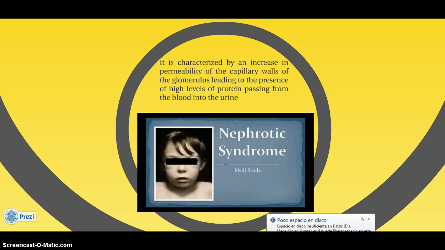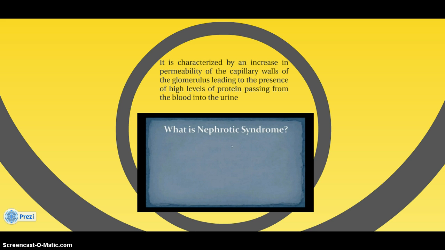Hello, welcome to Medistitute. In this video, we are going to talk about nephrotic syndrome. So, what is nephrotic syndrome? It is a clinical syndrome characterized by proteinuria, which means the presence of protein in urine, more than 3 grams per day for a child with nephrotic syndrome.